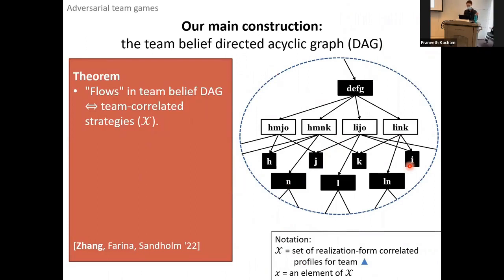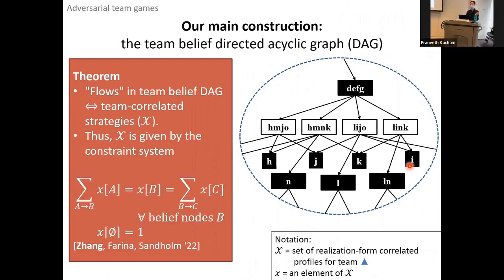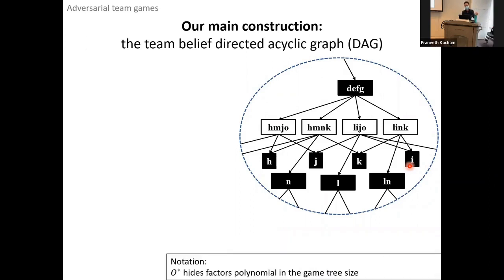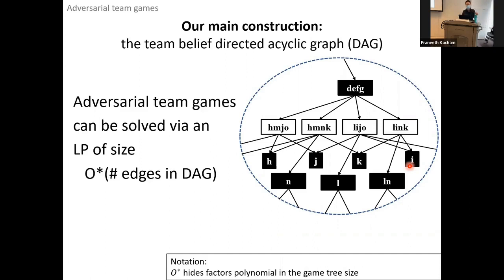And therefore, the set of team correlated strategies is given by a constraint system that basically says the flow into any given belief node is equal to the flow out of it. Now, the whole point of writing flows in this way is that we can come up with the following bound. Now that we have this, we can plug everything into the LP that we had before, and we get that adversarial team games can be solved by an LP of size number of edges in the DAG.